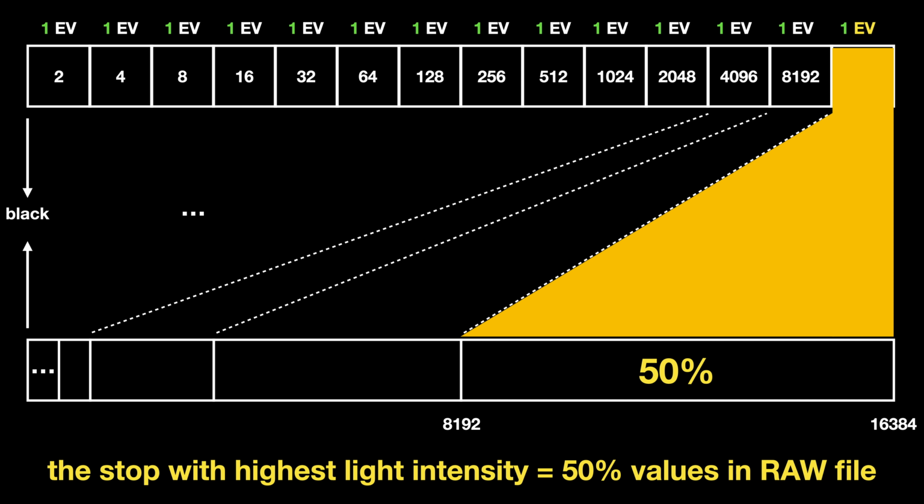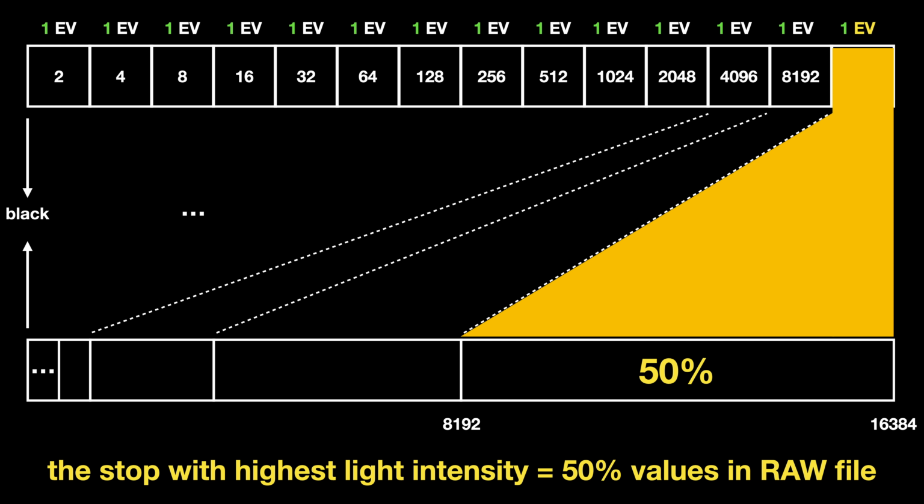And based on what I explained, it should be immediately clear that this picture will not change if I go down from 14-bit to 12-bit or 10-bit. It will always be the case that the right-hand side 50% will be assigned to one stop only. And the conclusion of this is pretty obvious.